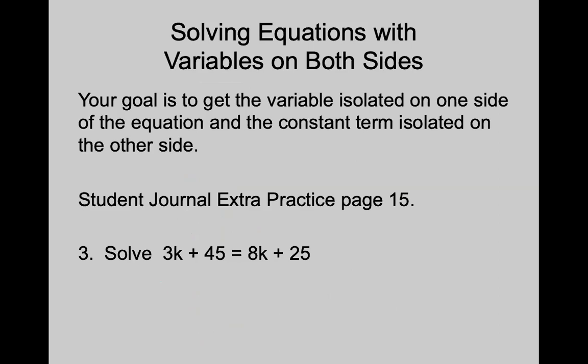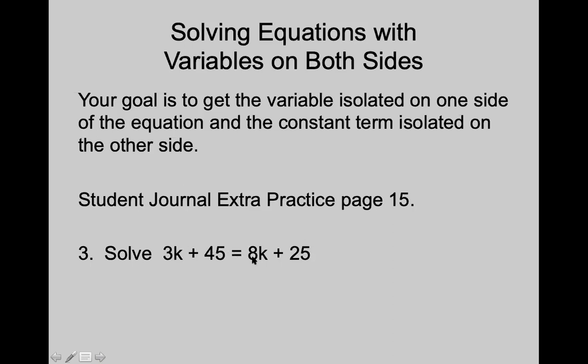So if I look at number 3, I see I have 3k on the left and 8k on the right. Those are my variable terms. I have 45 and 25. Those are my constants. They don't have any variables with them. So our goal is to get all the variables on one side and the constants on the other.